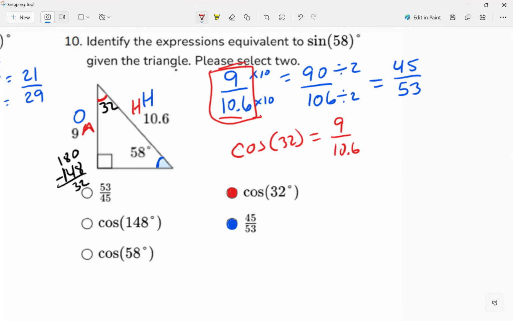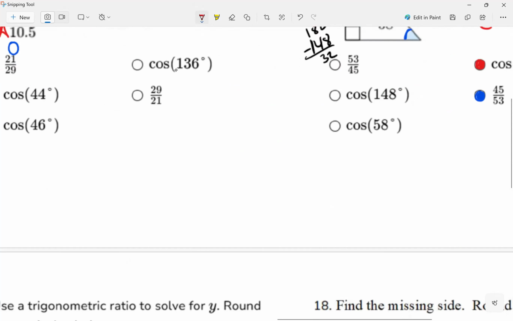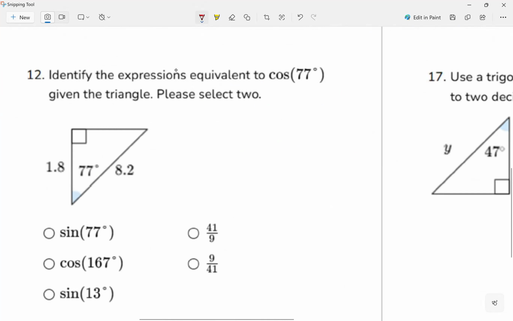I want you guys to practice on those. Let me flip the page. Let me take a look at question number 11.